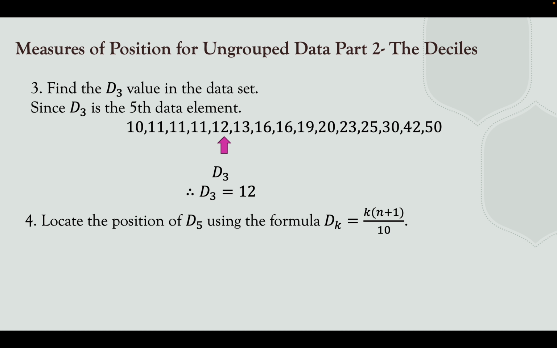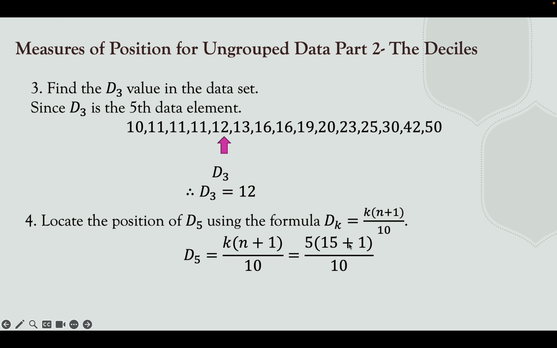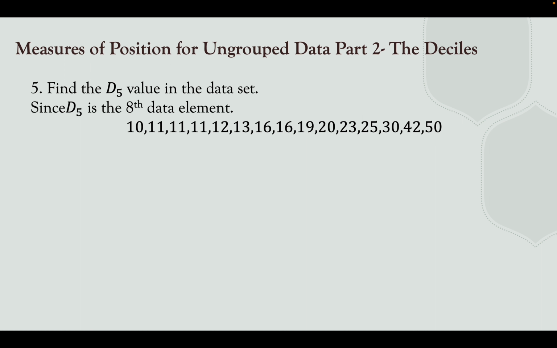Next, we need to find D sub 5. Substitute the given values: k is 5 and n is 15. So we have 5 times 15 plus 1 over 10. That is 5 times 16 over 10, so 5 times 16 is 80 over 10. This is an exact value, with no decimal. 80 divided by 10 is 8. That means we just need to identify the 8th data for the fifth decile, D sub 5. Counting 2, 4, 6, 8, our D sub 5, or fifth decile, is 16.